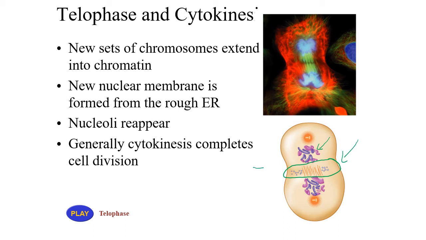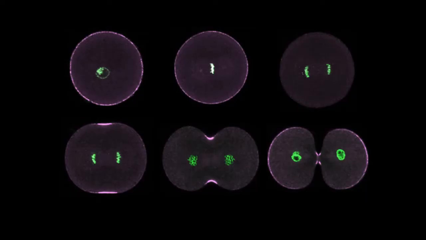It's going to start to pinch in on either side, and eventually it completely closes in, and we then have two completely separate cells. And so that completes the cell division process itself.